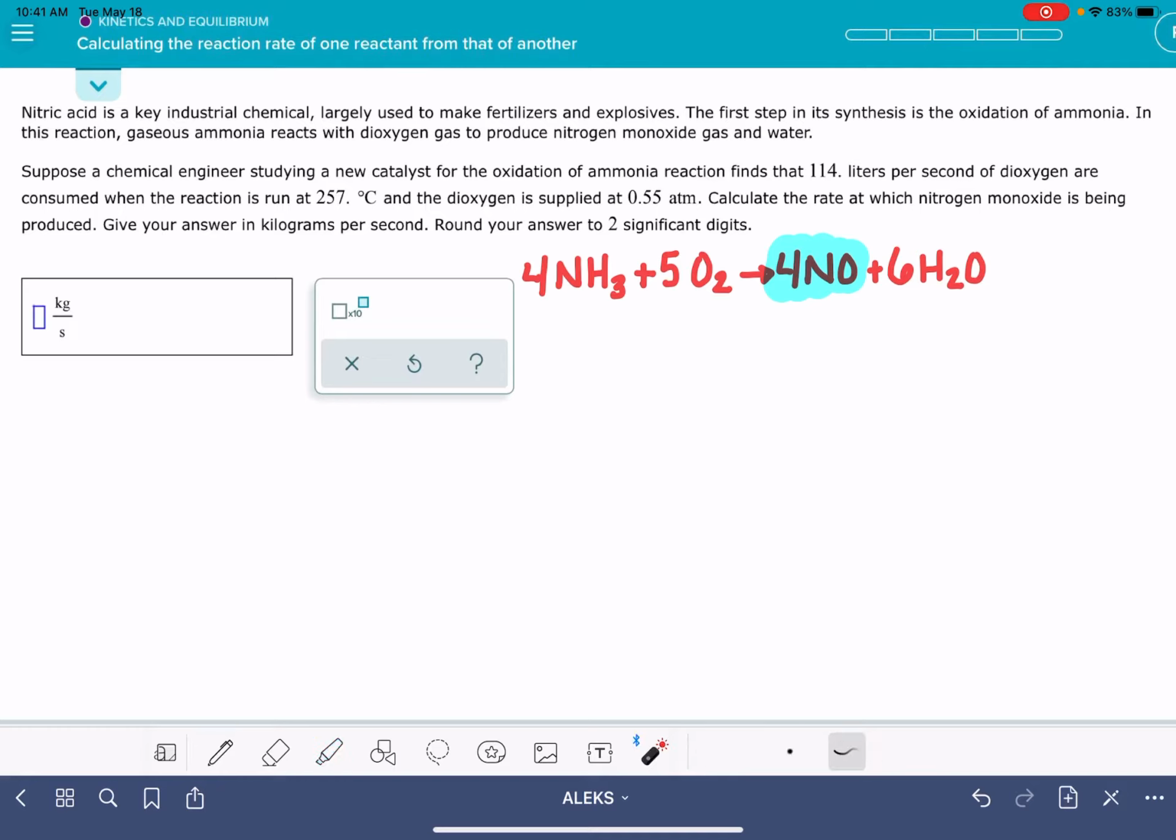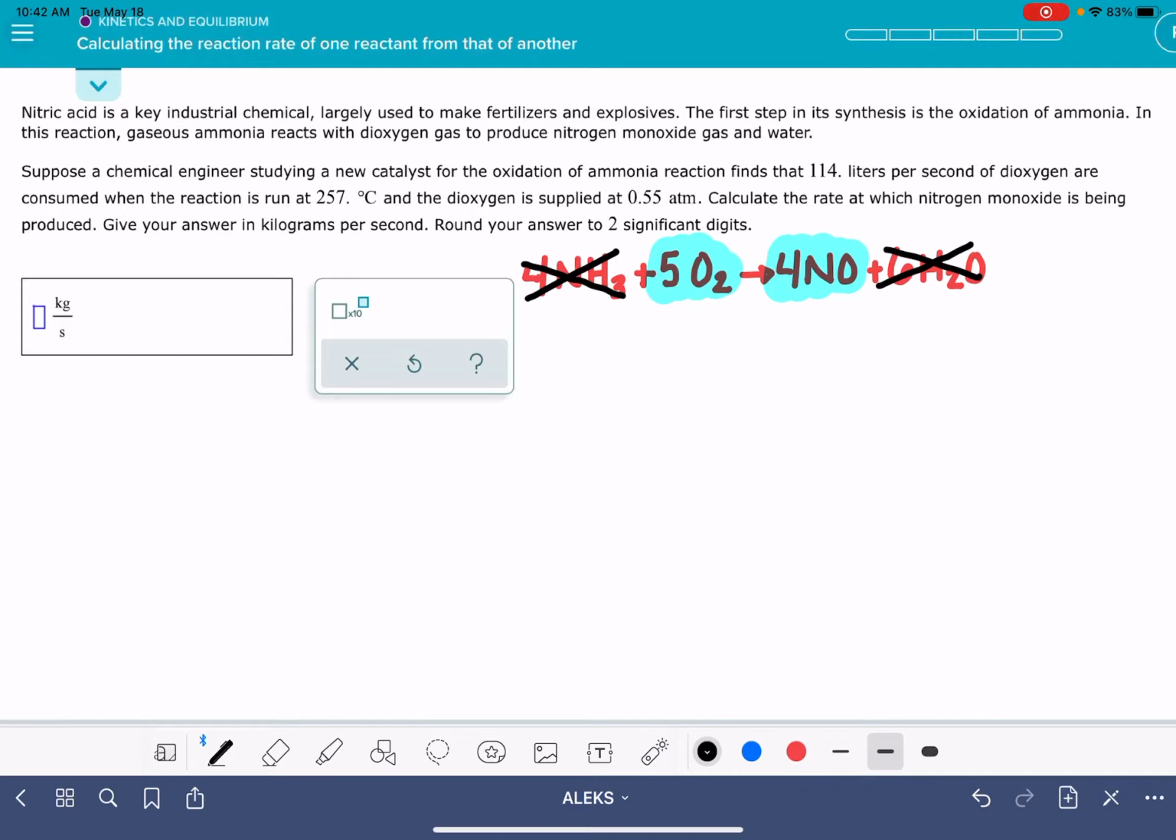And then it says 114 liters per second of dioxygen are being consumed. So that's the other molecule right there. So we have to find, just from the words, there's a lot of words in this problem, one molecule, it's going to tell you the rate, and it's going to have it in disguise, like 114 liters per second are being consumed. So this is the one that we know the rate, and then calculate the rate at which nitrogen monoxide is being produced. And that means that we can effectively ignore the other 2 molecules in this equation. So we can really just focus on these 2.